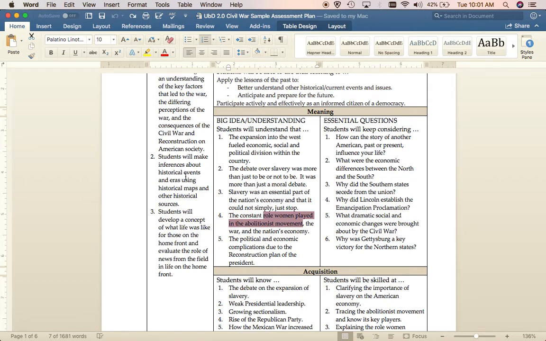What's important to understand here, my content knowledge would enable me to do that. If you don't have that content knowledge, then you might not be able to do that.